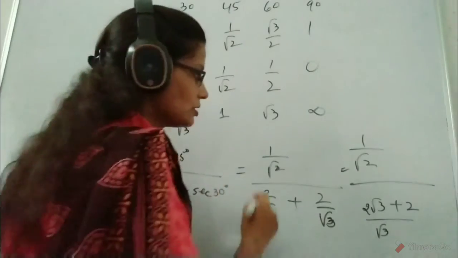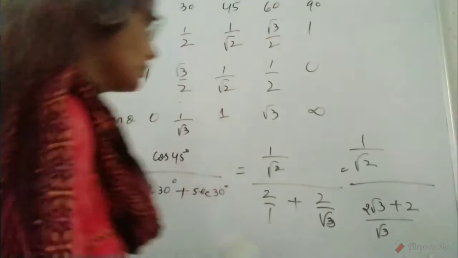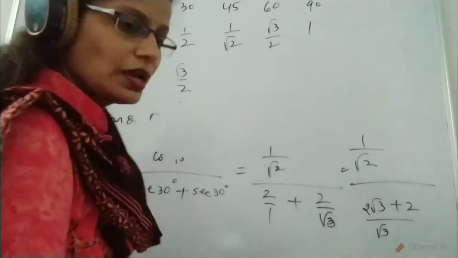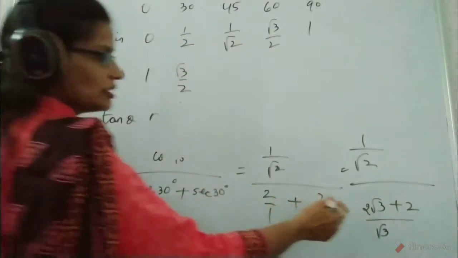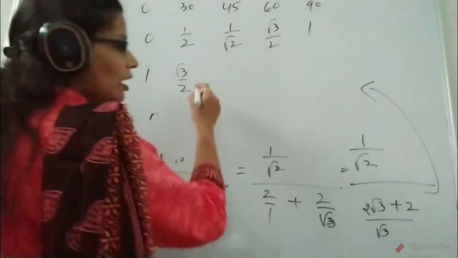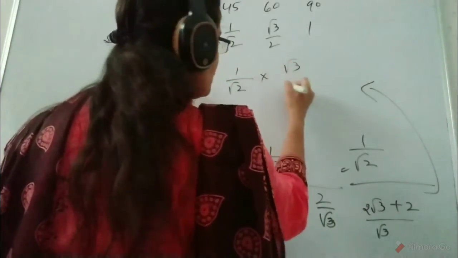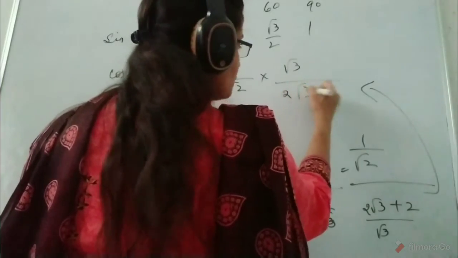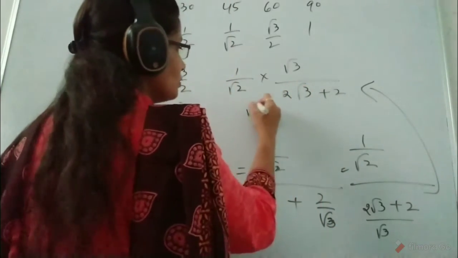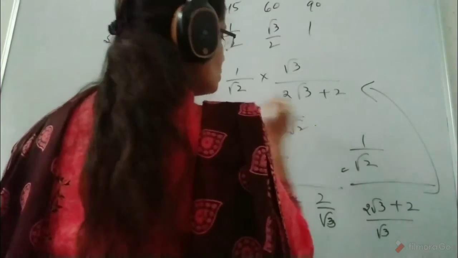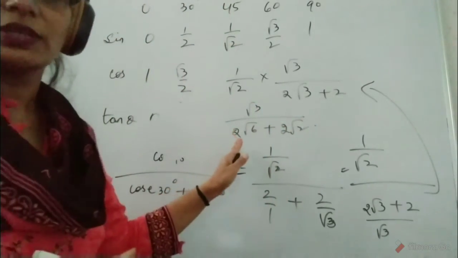Now you have to rub the board, yes. Now what? After this comes 1 by root 2 into root 3 over 2 root 3 plus 2. So it will be root 3 over 2 root 6 plus 2 root 2. This is what we will do in this.